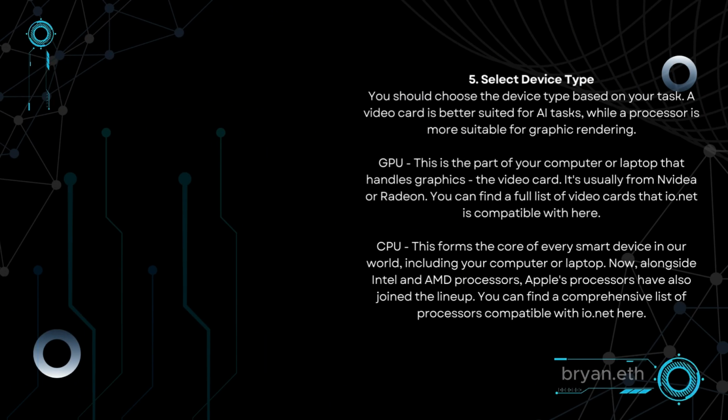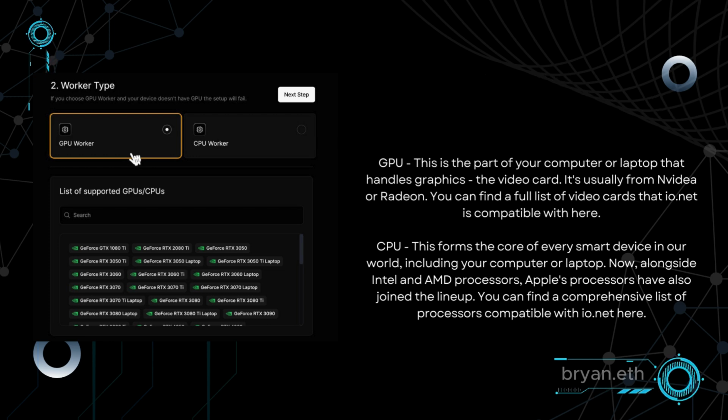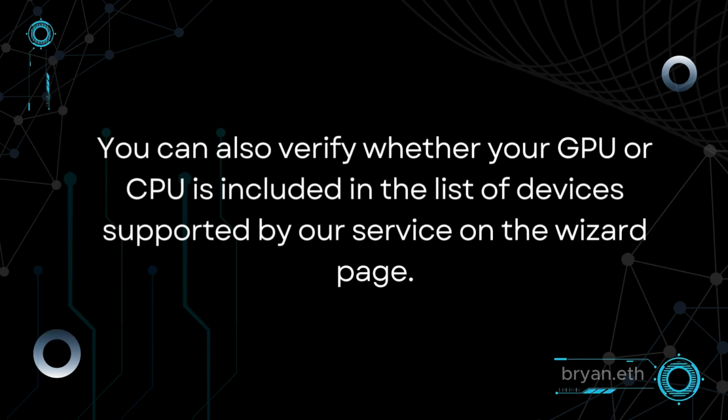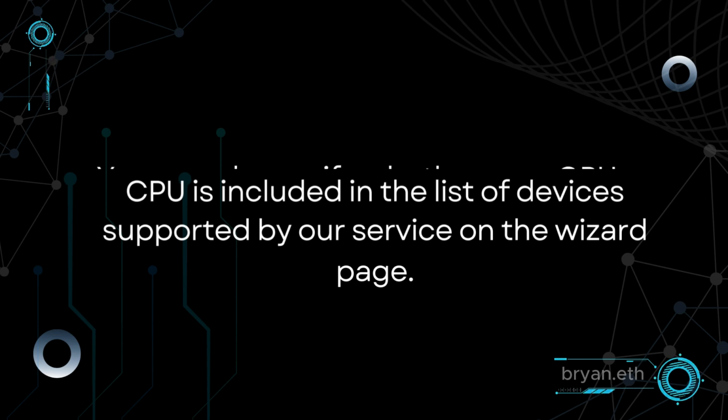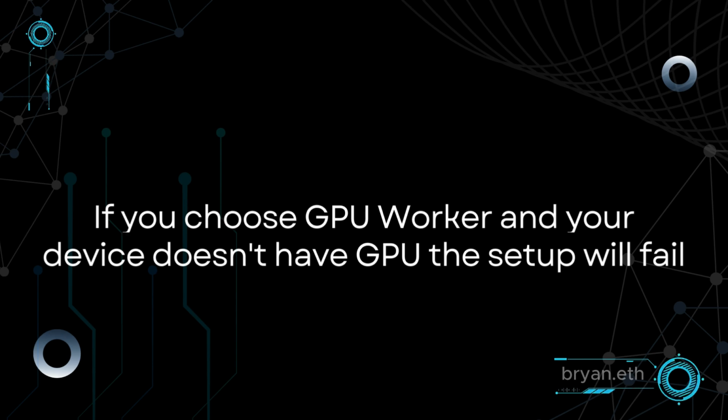5. Select Device Type. You should choose the device type based on your task. A video card is better suited for AI tasks, while a processor is more suitable for graphic rendering. GPU. This is the part of your computer or laptop that handles graphics. The video card. It's usually from NVIDIA or Radeon. You can also verify whether your GPU or CPU is included in the list of devices supported by our service on the wizard page. If you choose GPU Worker, and your device doesn't have a GPU, the setup will fail.